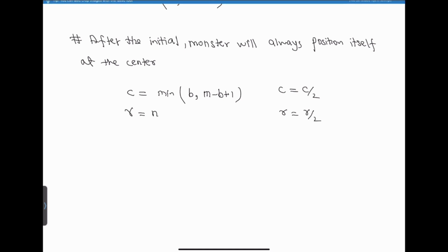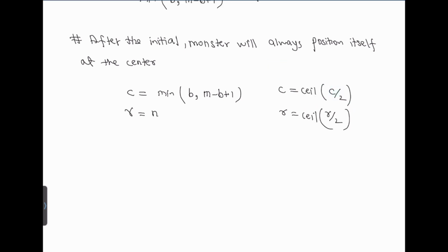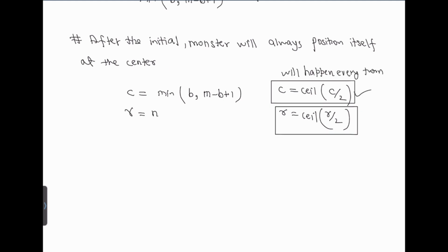And remember, we have to take the ceil value of it, right? I've shown it by taking the 1D example, okay? So this will happen every time, in every turn. Either this will happen in every turn or this will happen in every turn. And at the end, basically, we have to add these two up. So the question is, how many times can we do C = C over 2? You can write a while loop for that, or you can simply use the maths. It will be equal to log base 2 of the total number of columns, right?